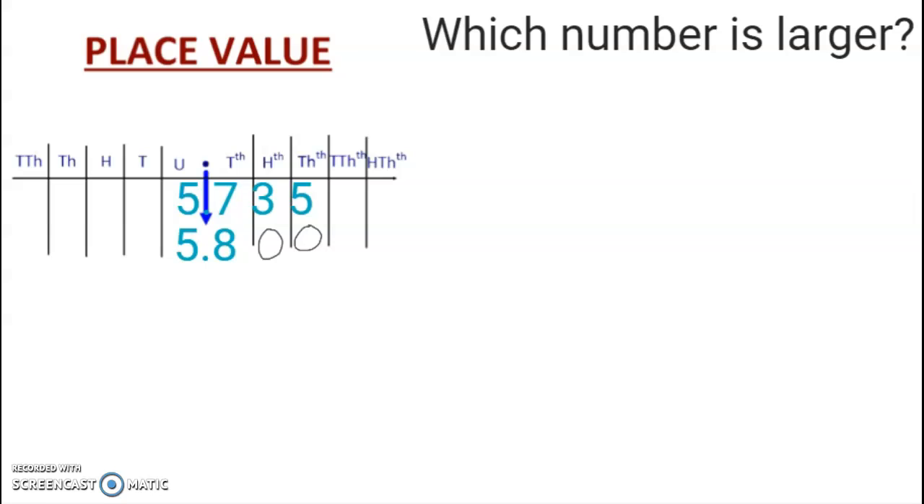So again, you should be able to see that 5735 is smaller than 5800. So that second number is the biggest. 5.8 is the largest. And again, they've got the same number in the units column, but 5.8 has a bigger number in the tenths column, which is what makes it bigger. It has a bigger number in the tenths column. 8 is bigger than 7, and that's why it is a larger number.